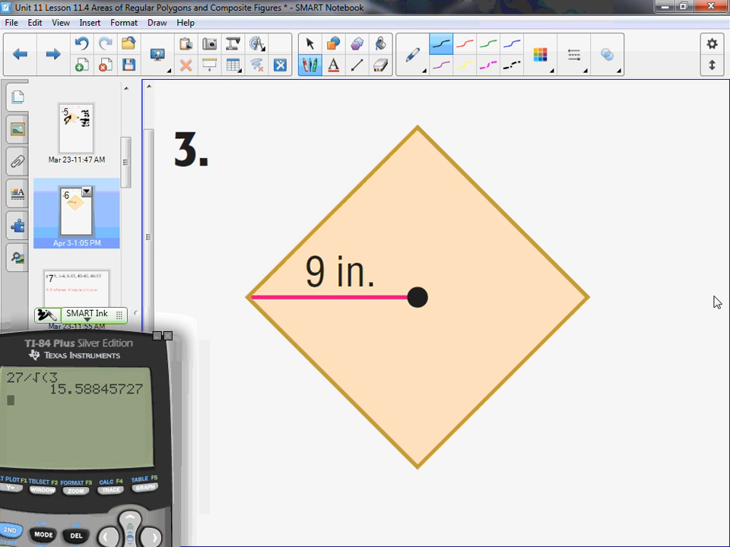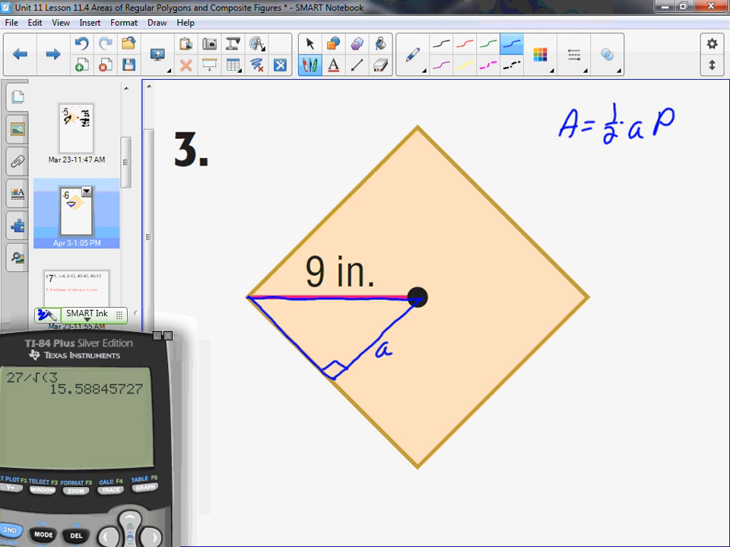All right. We know that we're going to use area equals 1/2 apothem times perimeter. And neither one of those things are readily available to us, are they? Okay? So, let's make a right triangle. Draw in the apothem. And we now have this blue right triangle.